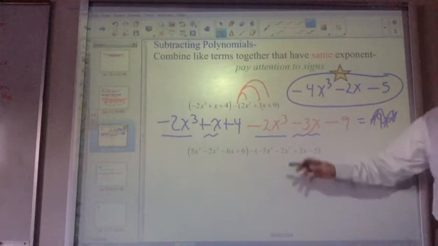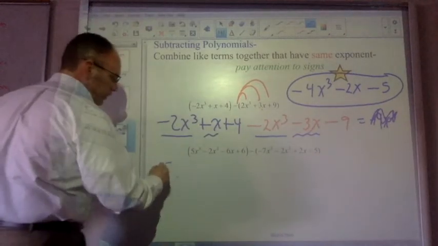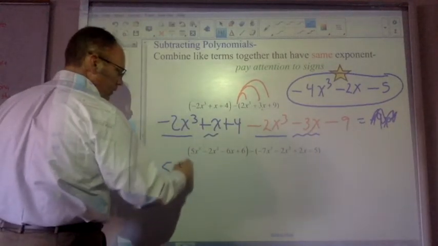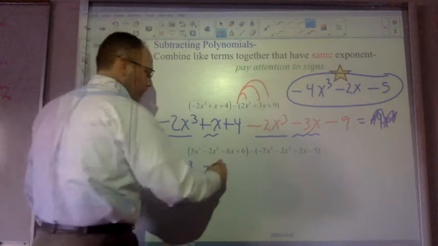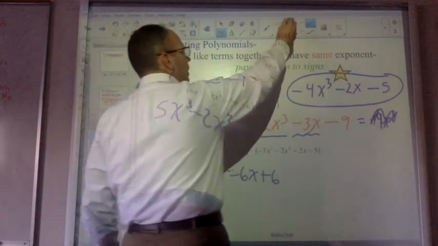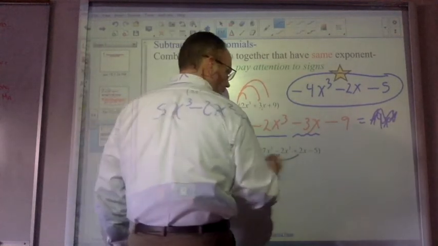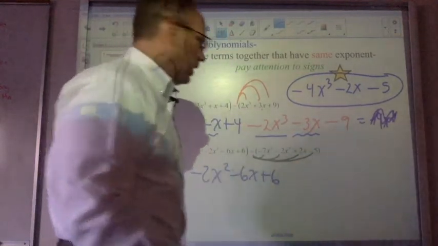And we move down to the next problem. I can drop the whole first set of parentheses because I'm not distributing anything over. But on the second one, I have to distribute this negative here, and here, and here, and here. So all those signs change.